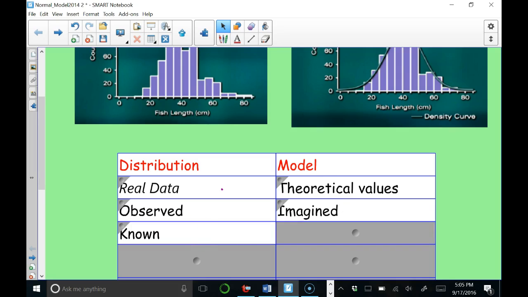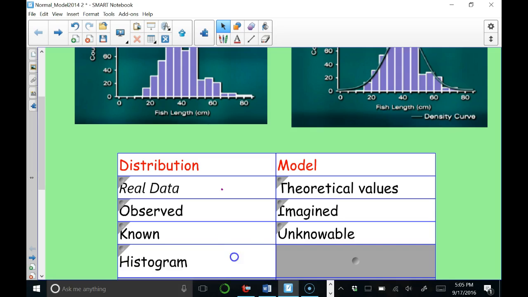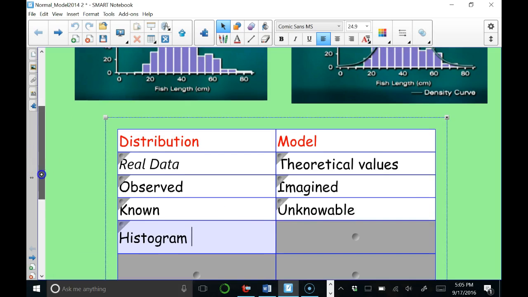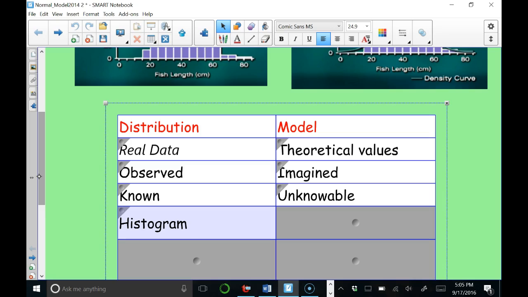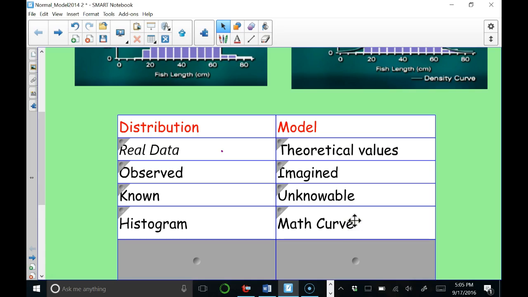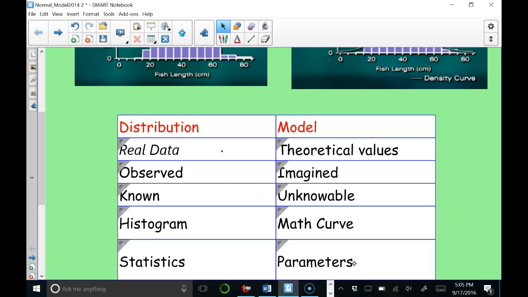The distribution is known. We can measure those fish. A model is unknowable. For a distribution, we make graphs like histograms or stem plots, box and whiskers. A model is a math curve. It's actually a physical curve and it has an equation. There is an equation for the normal model. And then for data that's in a distribution, we calculate statistics, versus a model, we calculate parameters.